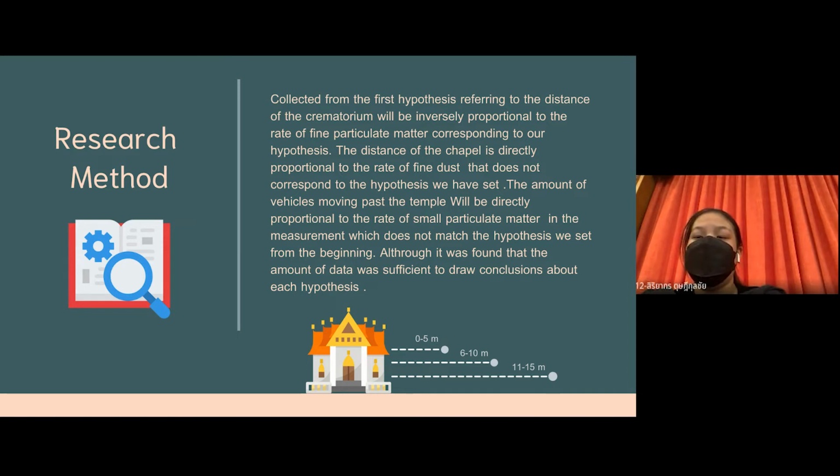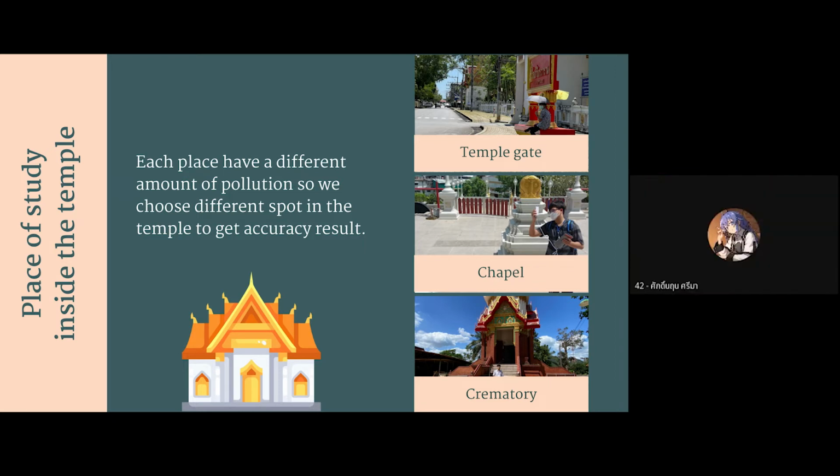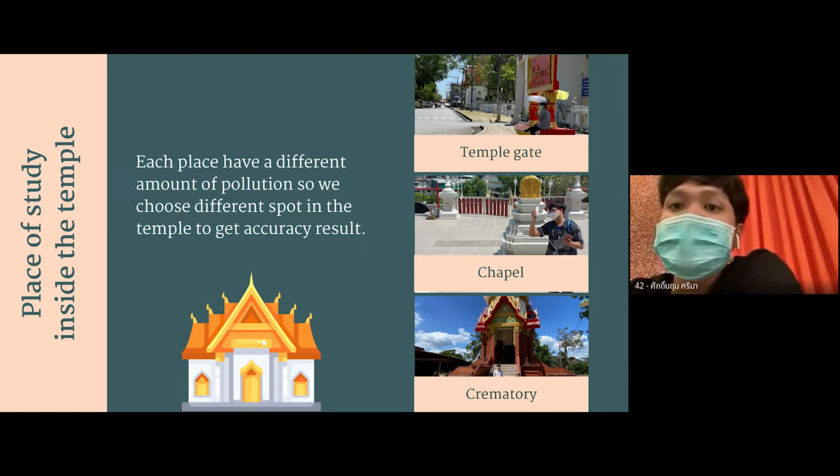Based on the amount of data recorded by our group, it was found that the amount of data was sufficient to draw conclusions about each hypothesis. Because we collect data from different distances, this makes the data have a wide data range, but when averaged, it will be more accurate. Types of study inside the temple. Each place has a different amount of pollution, so we chose different spots in the temple to get accurate results.